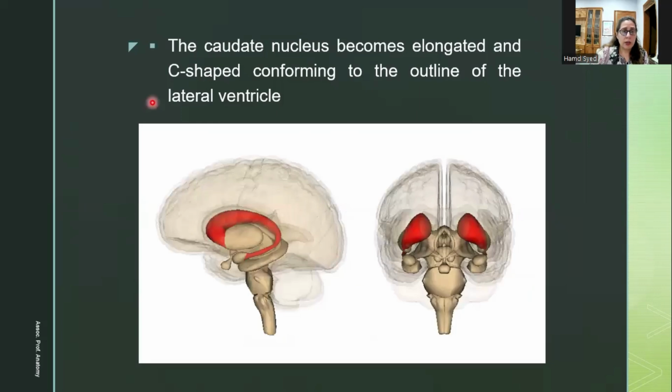Now the caudate nucleus, remember, is going to be elongated, and this is a C-shaped structure conforming to the outline of the lateral ventricle. So this is a three-dimensional image. In red you can see is the C-shaped caudate nucleus in the sagittal view, and if you look at it anteriorly, these here are the paired caudate nuclei, one within each cerebral hemisphere.